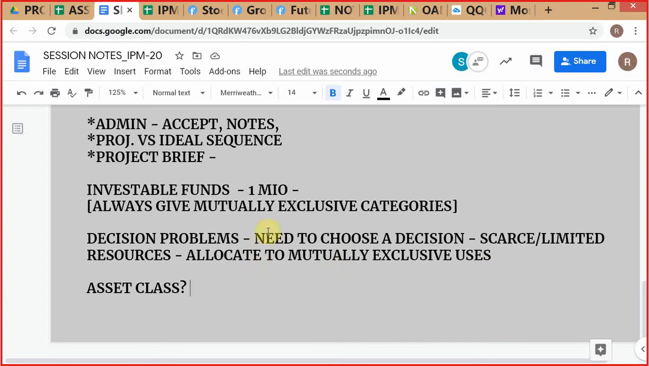Okay, we've just come up with a formal definition of a decision problem, and this is what we are handling right now. We are handling the decision problem.